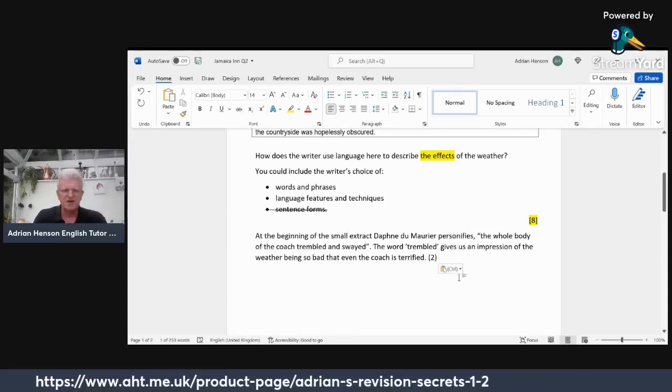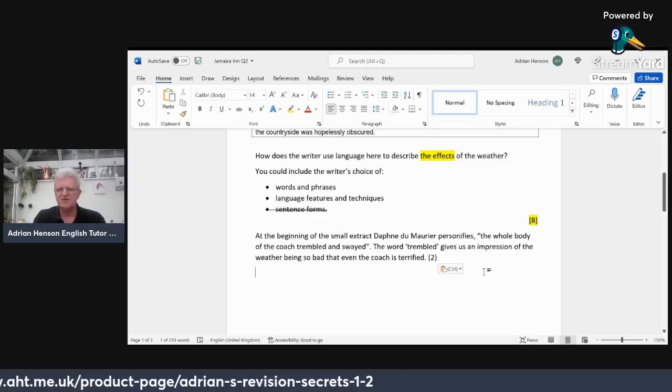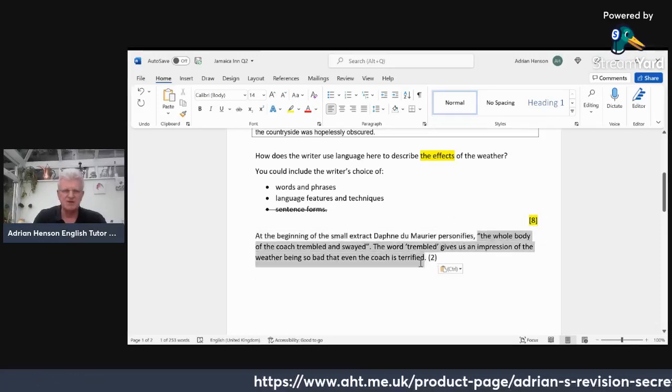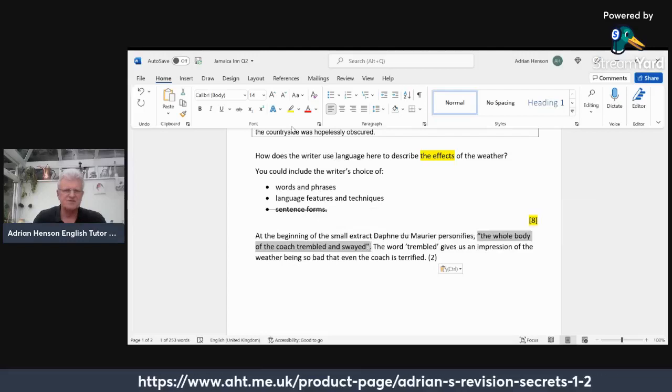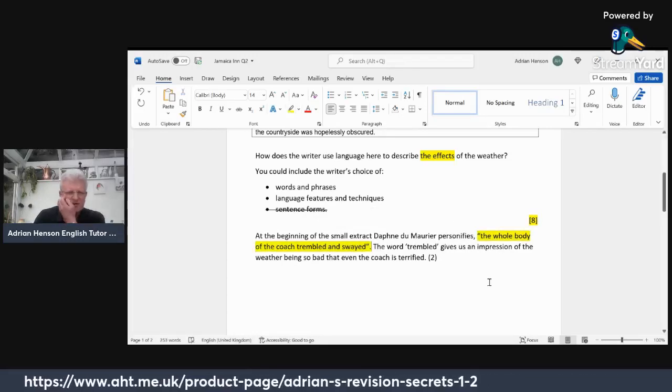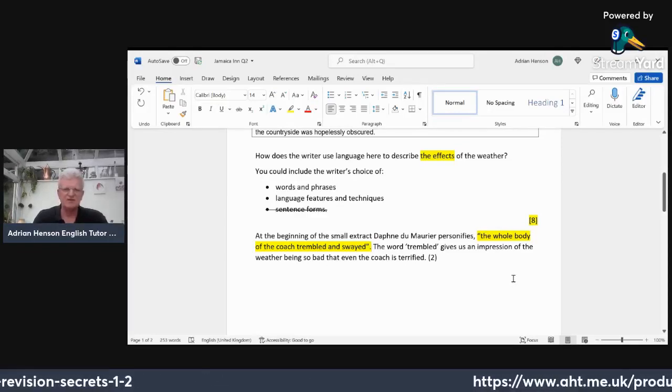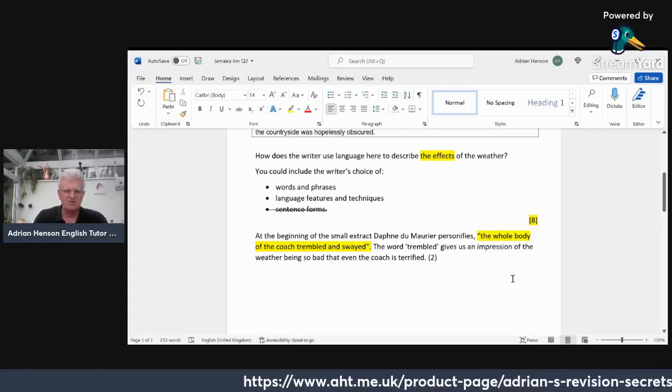So at the beginning of the small extract, Daphne du Maurier personifies the whole body of the coach trembled and swayed. So that is the reference that I am picking on here. And it's very clear. The whole body of the coach trembled and swayed. But look, it doesn't stop there. It's not about just identifying the technique and thinking that's it, I've got a mark. Remember, we're trying to show the effects of the weather.